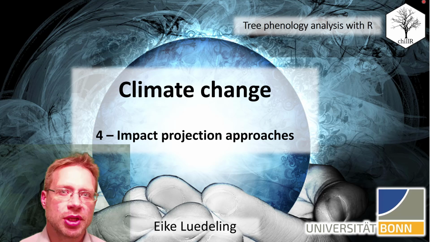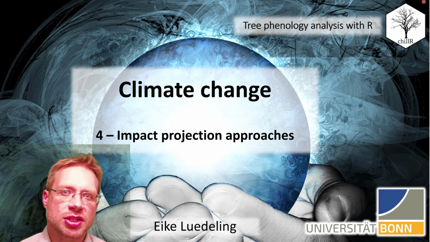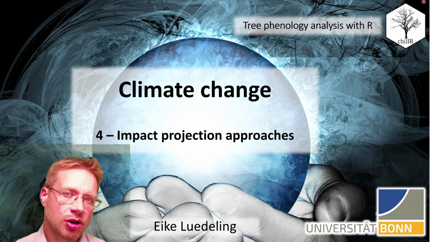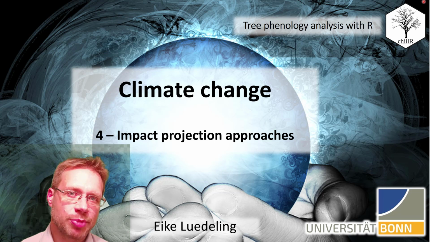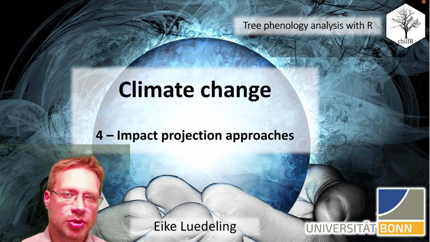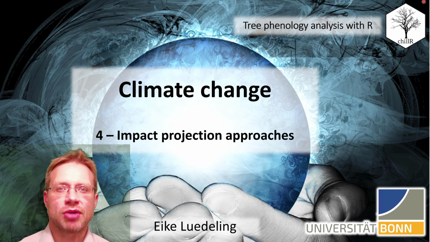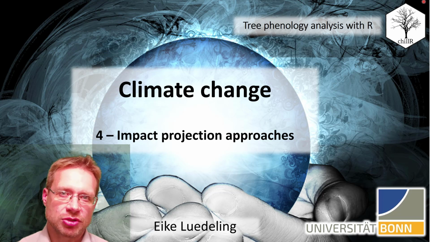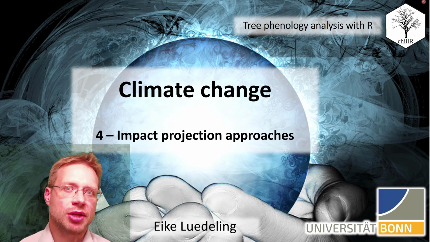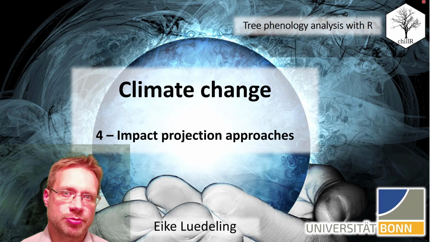The first time I talked about the drivers of climate change, then about the warming and the rainfall changes we've already seen. Then I talked about future scenarios in the third lesson, and this fourth one now is about impact projection approaches. So basically the question now is, well, we now have future scenarios of rainfall, of temperature, maybe of carbon dioxide concentrations. What does it actually mean for our biological systems and for our agricultural systems?